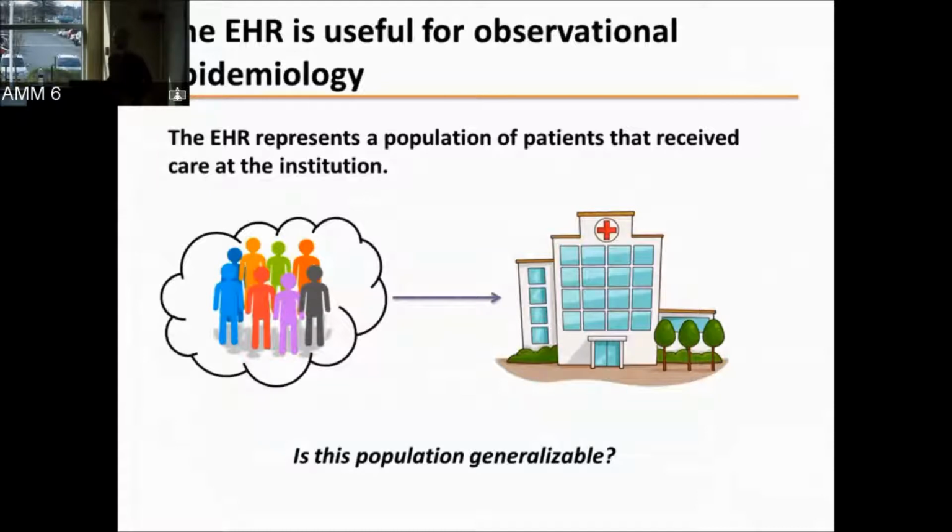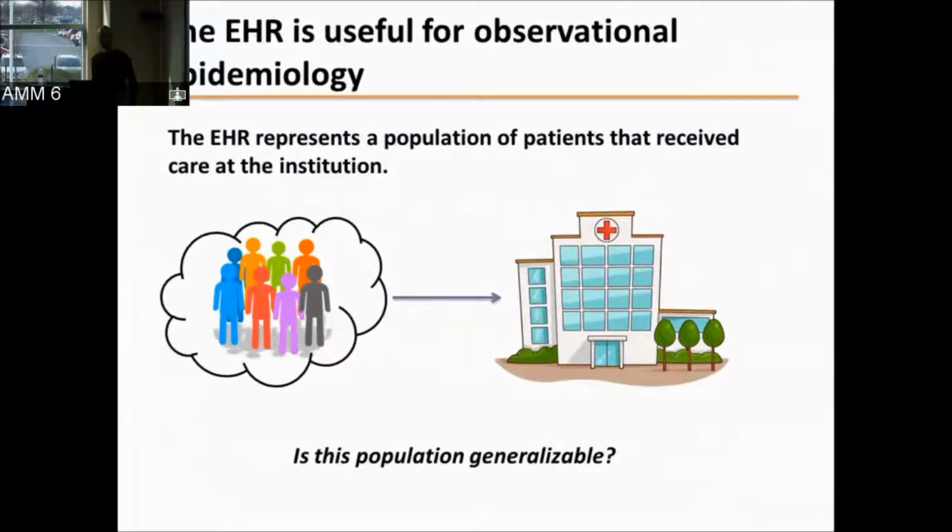So why do we care about this for epidemiology? And everything I'm going to talk about is within the context of observational epidemiology as opposed to, say, experimental, where you are manipulating something. This is all observational epidemiology from within the electronic health record. So really, it represents some population of patients that have received care at this institution or whichever other one.